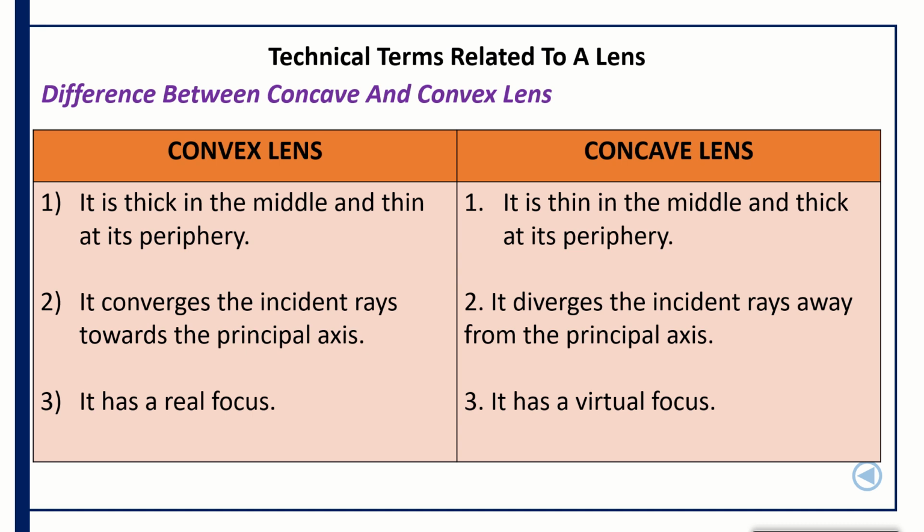A convex lens has a real focus because it creates a real image at this focal point. A concave lens has a virtual focus because after the divergence we imaginarily extend those diverging rays and create a focal point here. So this is a virtual focal point, or it has a virtual focus. These are the differences between convex lens and concave lens.